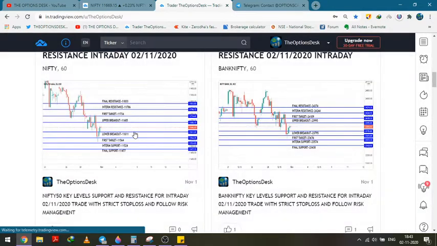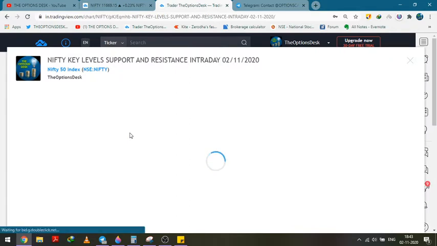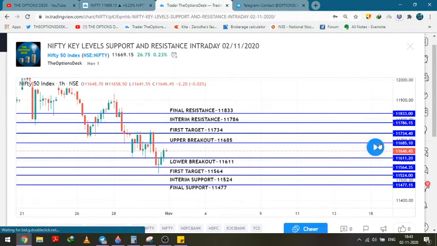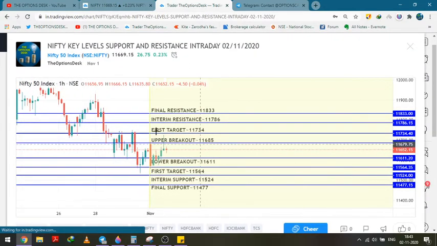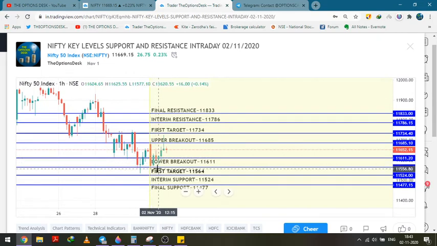Now let's see what happened to the Nifty. As the Nifty was down heavily due to the Reliance down move, let's see what happened. As you can see, the Nifty opened somewhere around here. It couldn't break the upper breakout. It went down and triggered the lower breakout. It got till my first target exactly at its support, and then reversed back to hit the upper breakout again.